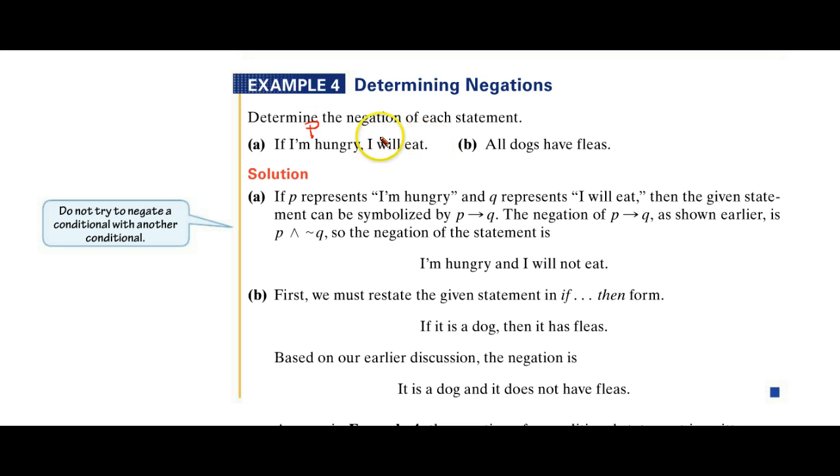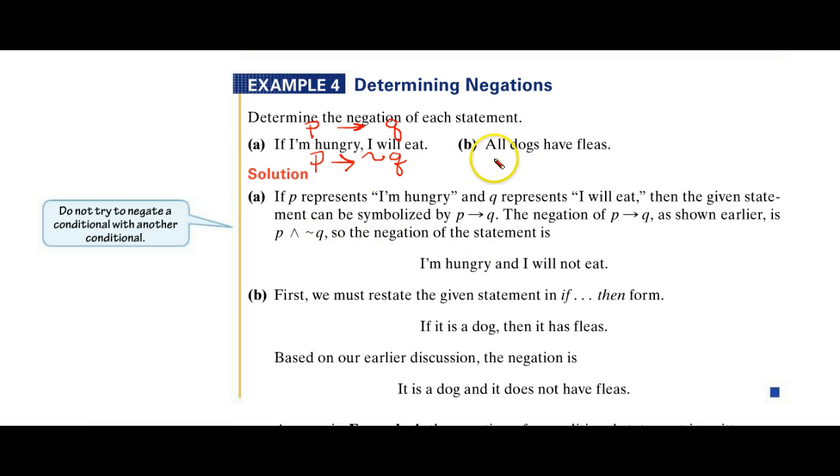I will eat. This will be Q. Q will be I will eat. So we have P yields Q. Now to negate this, we're going to go P yields not Q. So how would I say that? Well, if I'm hungry, I will not eat. And of course they have the answer here.